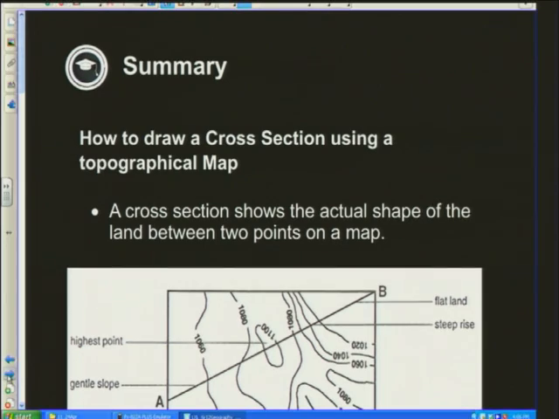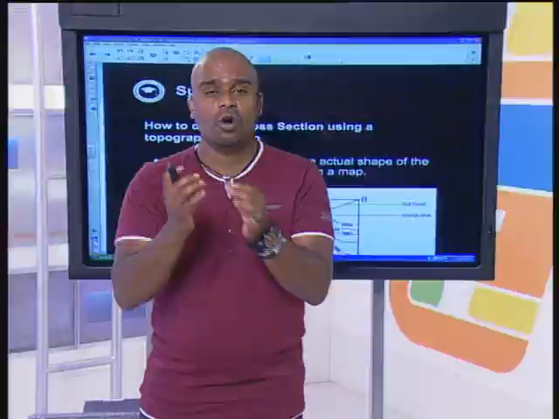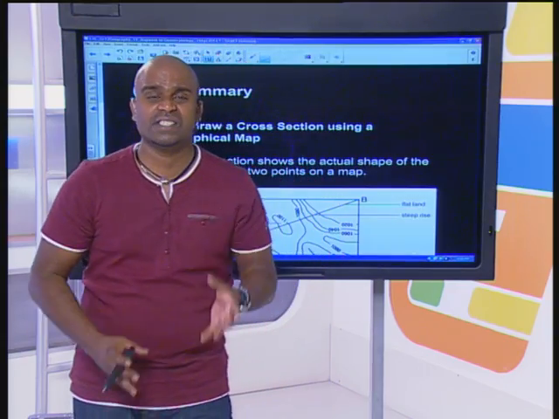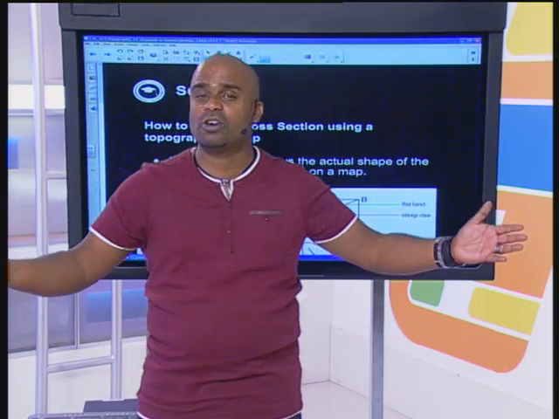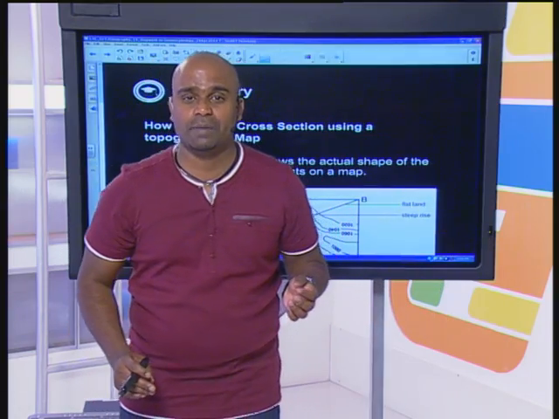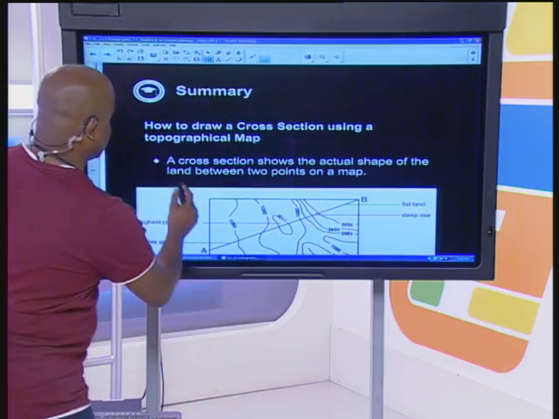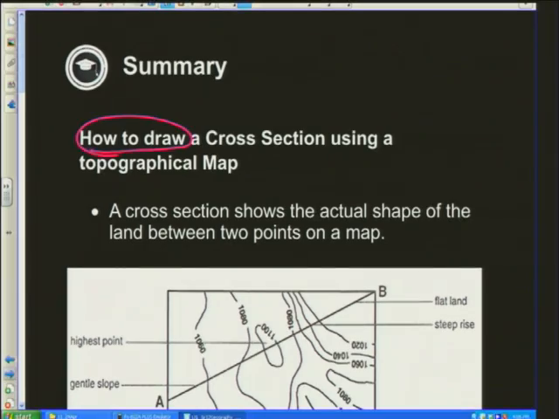The first thing that we're going to look at today is what a cross-section is, and how we construct a cross-section. In order to do this, the essential element of any cross-section is a topographical map. What do we do with a topographical map? Let's see how to draw a cross-section using a topographical map.